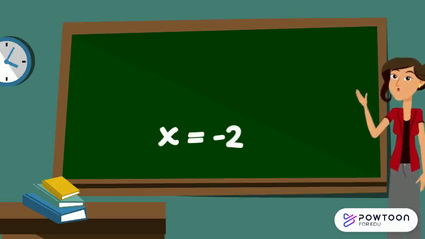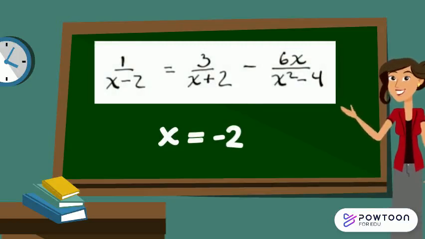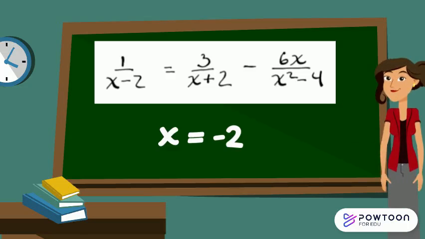Notice when we take our answer of -2 and put it into the equation above, that we get 0 in the denominator of the middle fraction. And division by 0 is undefined. Therefore, -2 is not really a solution to the equation.